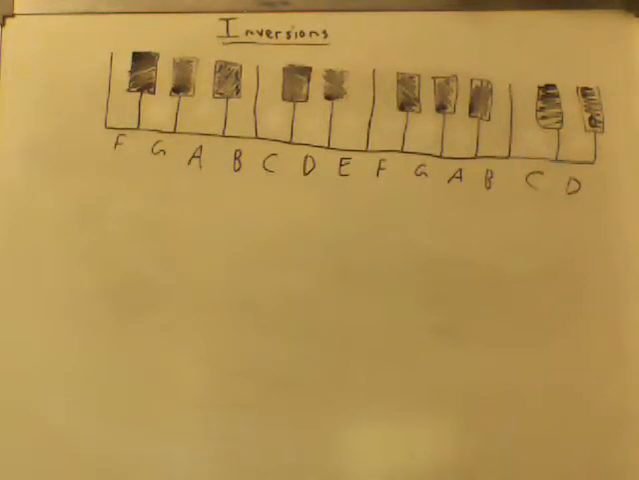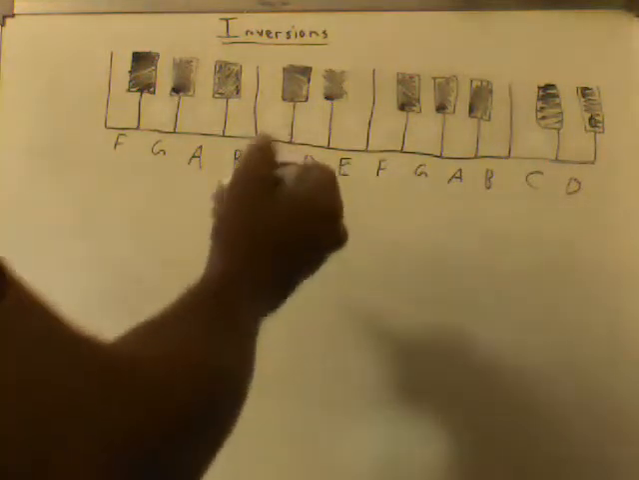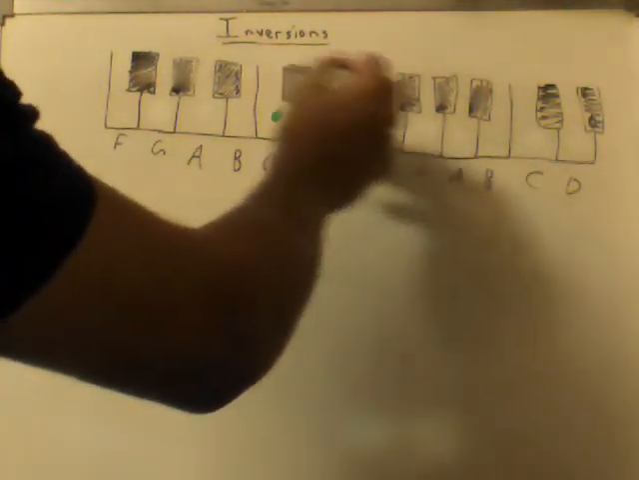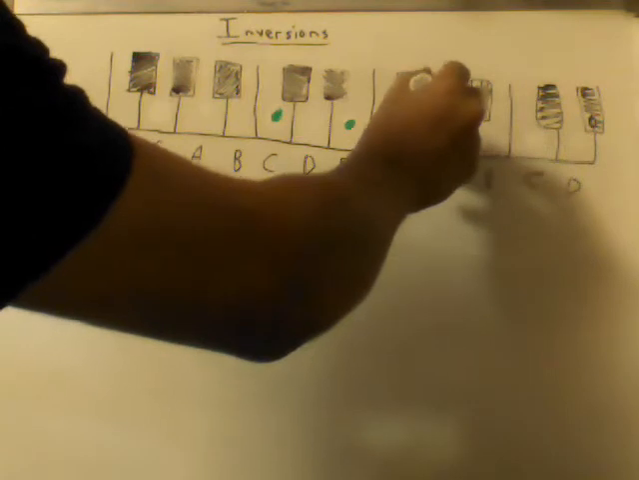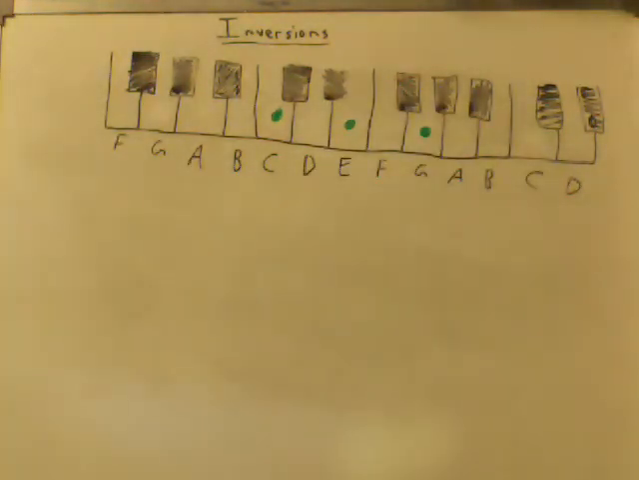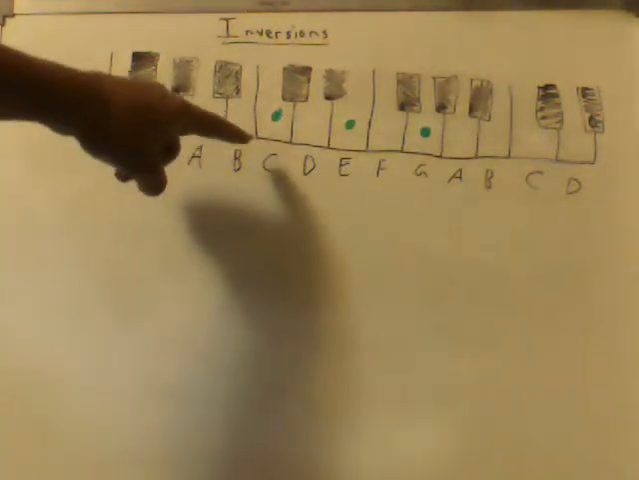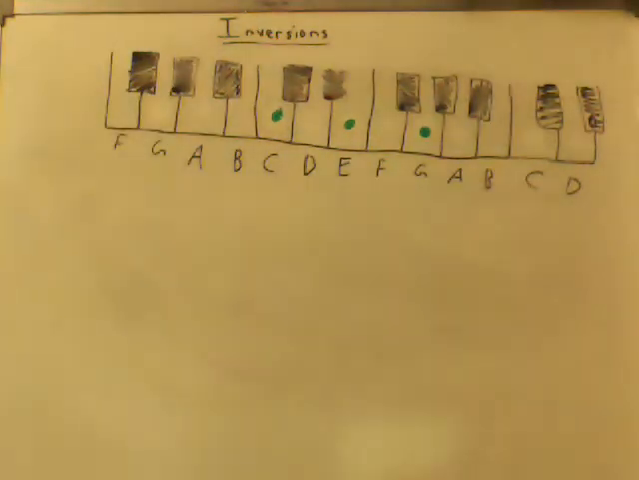Normally when we have a chord, we have the first, the third, and the fifth. So in the case of C major, we have C, E, and G. And normally in a chord, the root is the lowest pitched note in the chord.